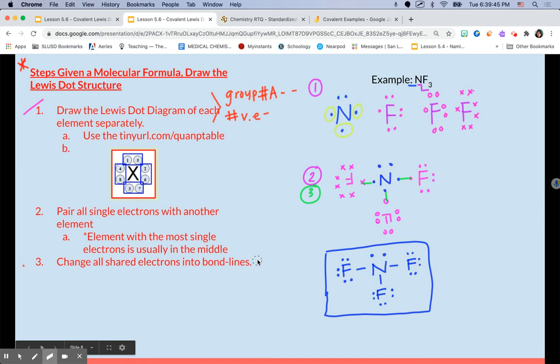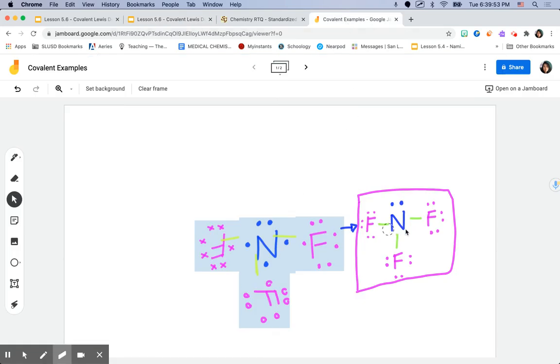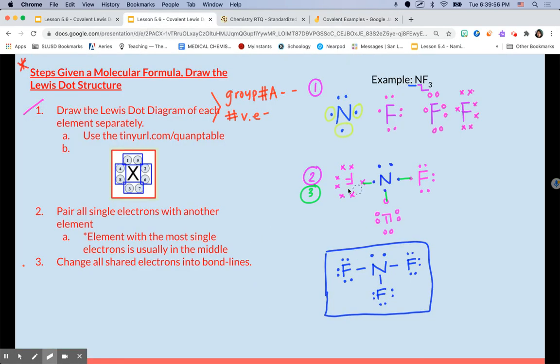Okay, so just to recap the steps on this slide, right? So in this section, we did most of steps 2 and 3. So basically in our head or either by doing this, right, we've connected all of the single dots, right? And that is step number 2, pairing all the single electrons with another element that also has a single electron. So now all these single electrons are coupled up together. They have formed a bond, right?